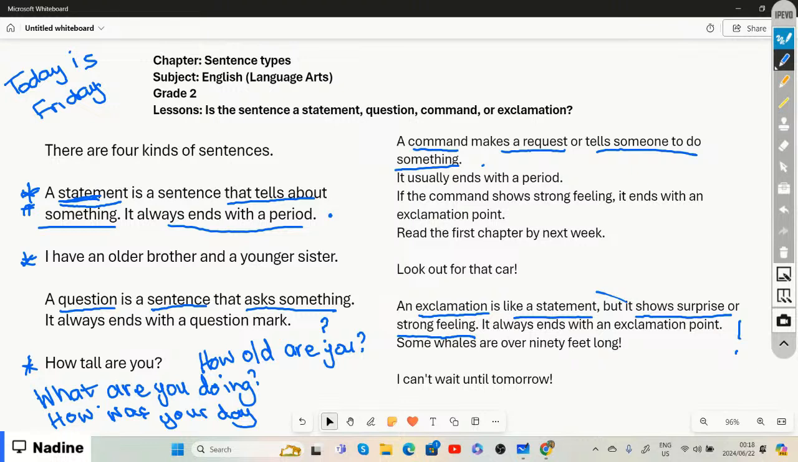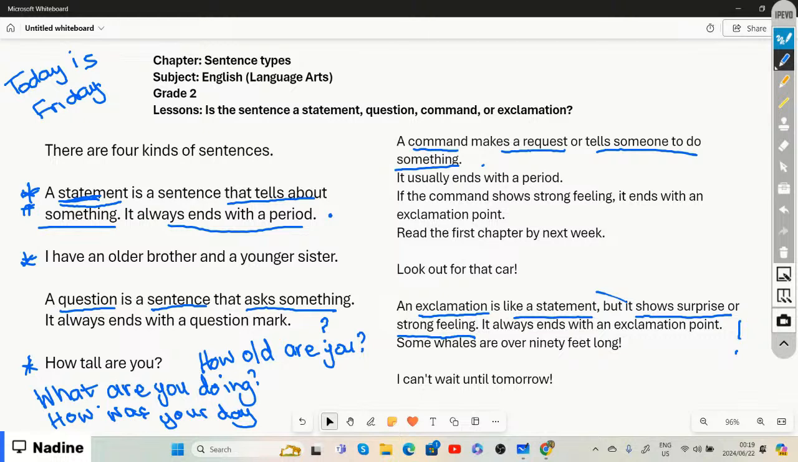right? So if we were to look at an example of an exclamation sentence, it says, some whales are over 90 feet long. Remember that we said that an exclamation shows surprise, right? Which means that if you were to tell somebody that some whales are over 90 feet long, even you would be surprised. You would be like, wow, did you know some whales are over 90 feet long, right?